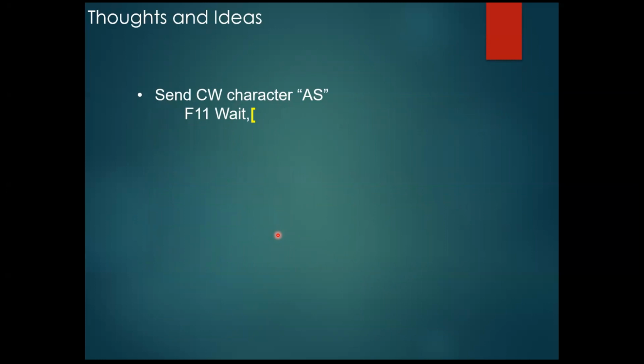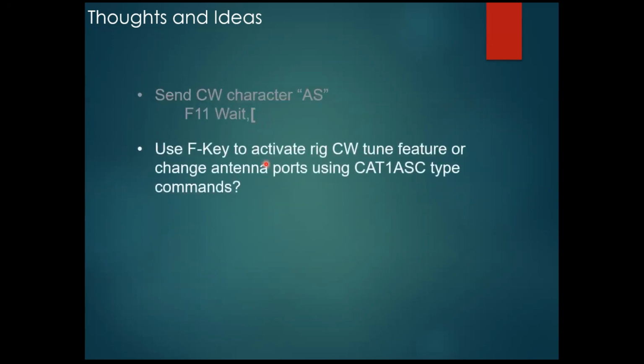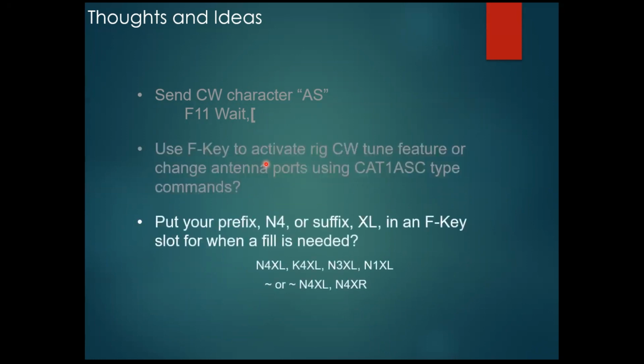Some thoughts and ideas. For the longest time, when using the keyboard instead of reaching up and using the paddles, I could never remember this bracket. That's what you use for AS. That information's in there too, because you can use Control K and type on the keyboard, and it'll send Morse code for you. That's not an FKey thing, or you can just reach up and bat the paddles. Use FKey to activate the Rig CW Tune feature. You can program that type of stuff in there, or anything that the radio will do. I've started using one a couple times if I've got an extra open FKey message.